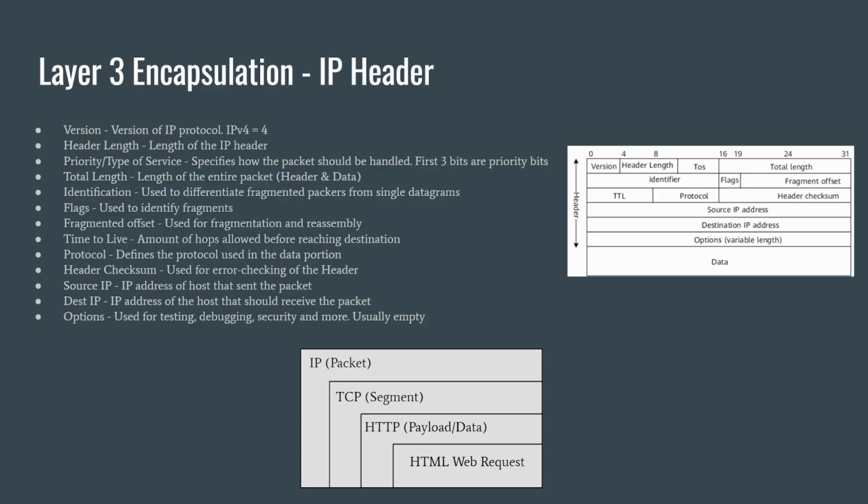On the right, there is a picture of the IP header and where those fields actually sit within that header. It also shows how long each field is in bytes. For instance, TTL is 8 bytes long, and source IP and dest IP are each 32 bytes long. Continuing with our example, at the bottom you will see that the IP header then encapsulates the TCP segment, and it now is represented as a packet.